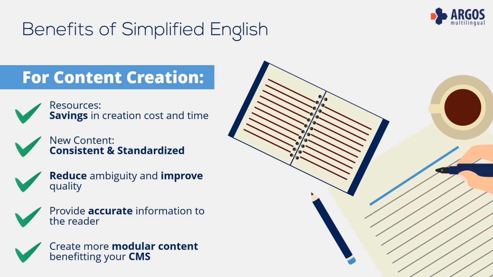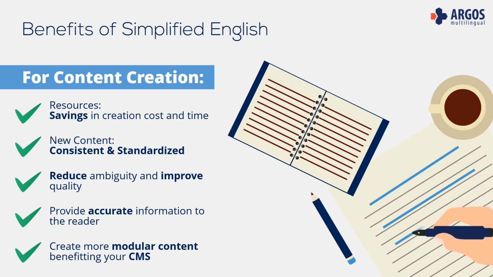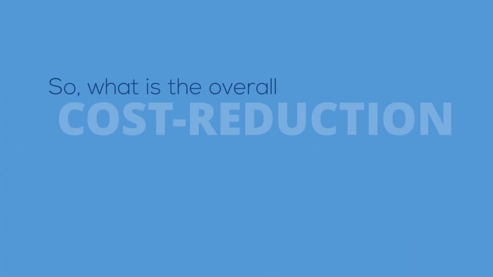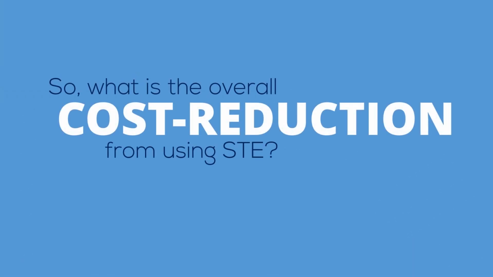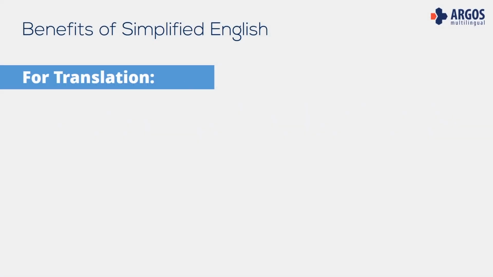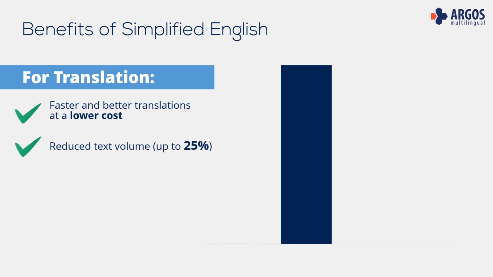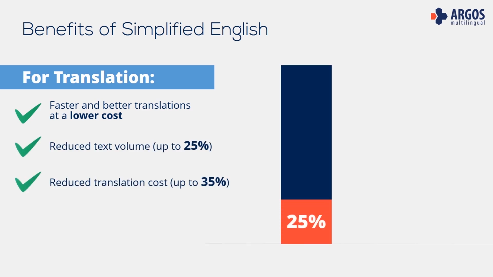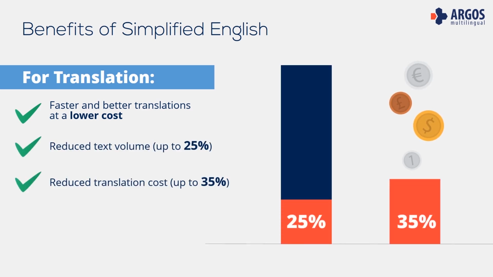Your docs will avoid common problems such as where a device is called a device on one page, a unit on another, or a machine on the third, confusing the reader. STE can help you create modular content for content management systems. So what is the overall cost reduction from using STE? Of course, this does depend on the type and quality of documentation you already have, but you can get up to a 25% volume reduction, which can mean up to 35% reduction in translation costs.